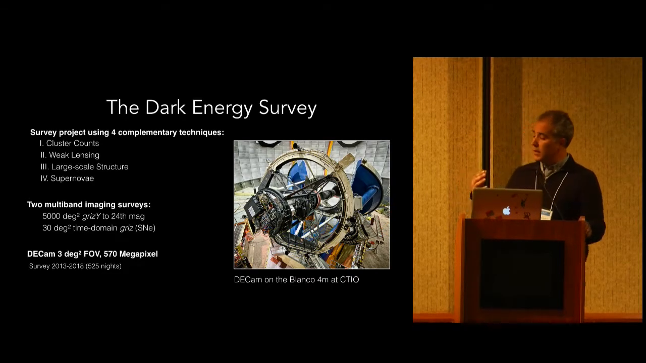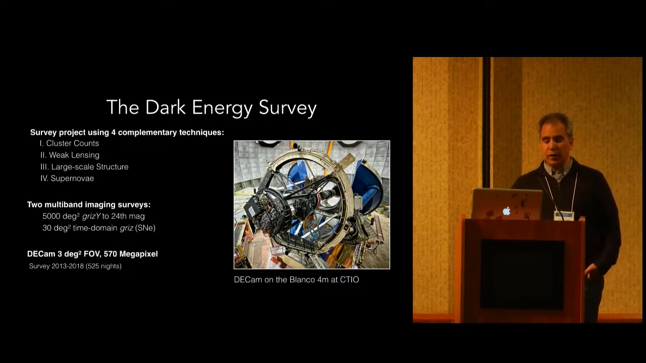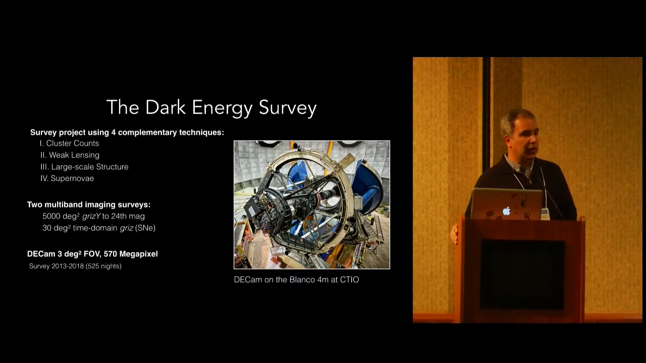So how are we doing this? We're doing this by mapping a large chunk of the southern sky. This is 5,000 square degrees, which is roughly a quarter of the southern sky, or maybe like an eighth of the whole visible sky. And we use DECam, which has a 3 square degree field of view. The survey started in 2013, runs until 2018, and is roughly 100 nights per year. And that, of course, produces a lot of data.